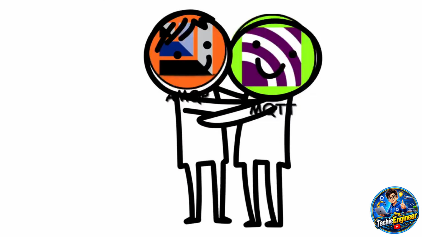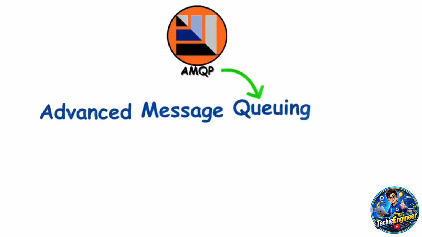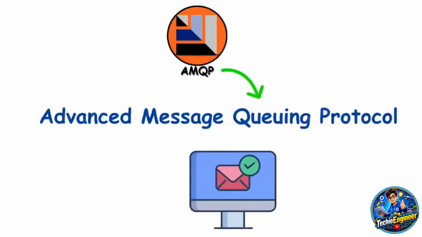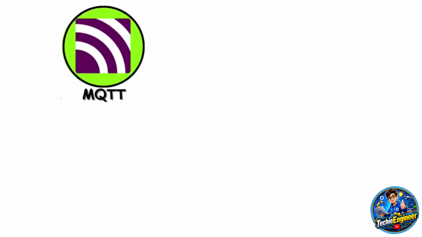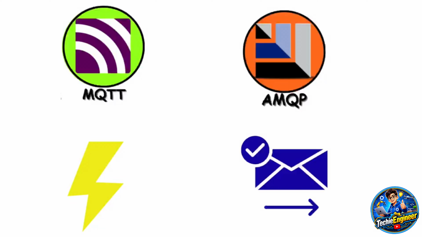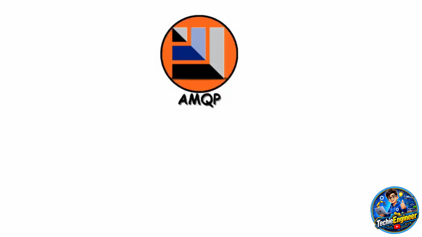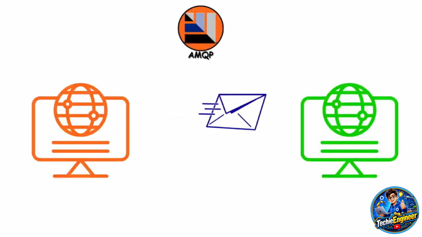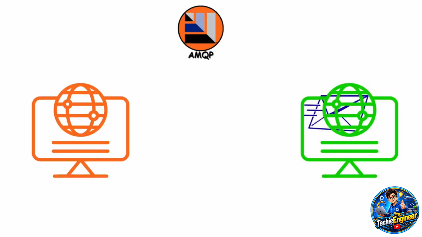AMQP. AMQP is basically MQTT's serious older sibling who worked in finance. It stands for Advanced Message Queuing Protocol, and it's all about guaranteed, reliable message delivery. Where MQTT prioritizes being lightweight, AMQP prioritizes never, ever losing a message. It's got message acknowledgements, persistent storage, transactions. It's like sending certified mail with tracking and insurance.